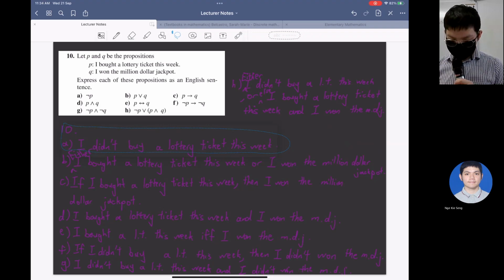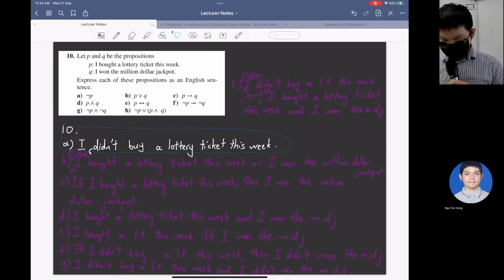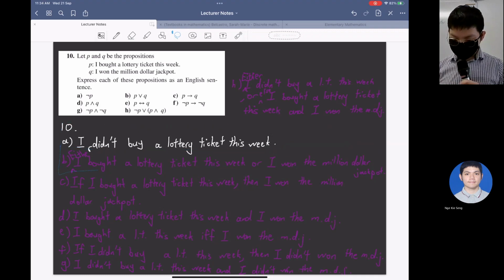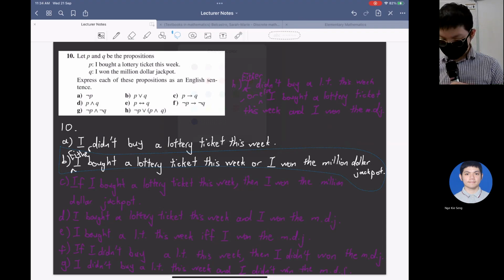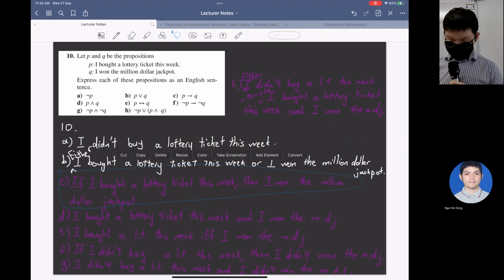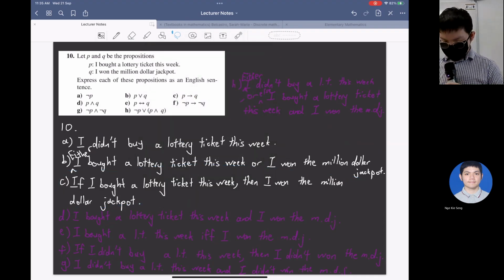The next one. Okay. So either I bought a lottery ticket this week or I won the $1 million jackpot. Next. Yes. So if you bought it, then you won it. Next. Okay, lucky you, you bought and won it.